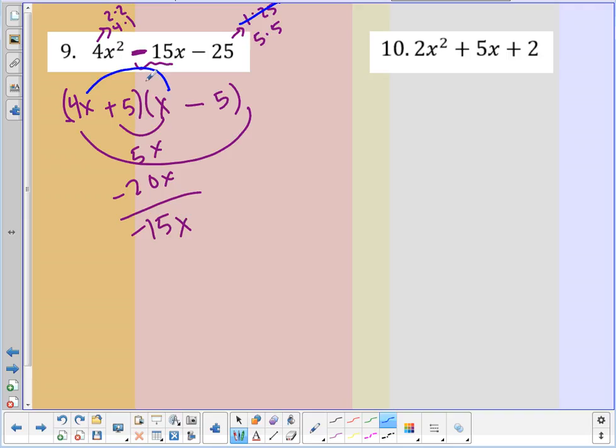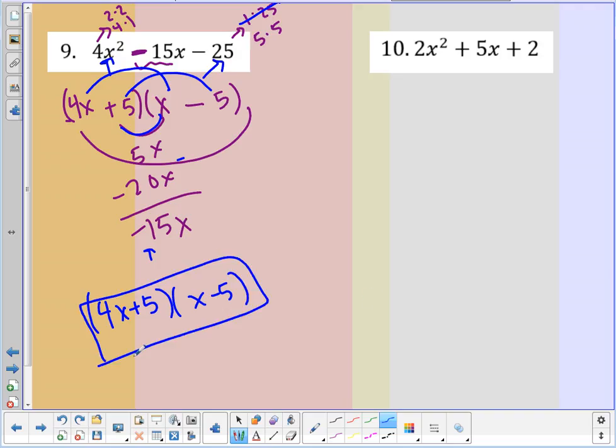So 4x times x gives me the 4x squared. Good. Last terms, 5 times negative 5 gives me the negative 25. Good. Then I did those insides and the outsides and got to the negative 15, which is my b term, so I'm good. 4x plus 5 and x minus 5 is my factored form.